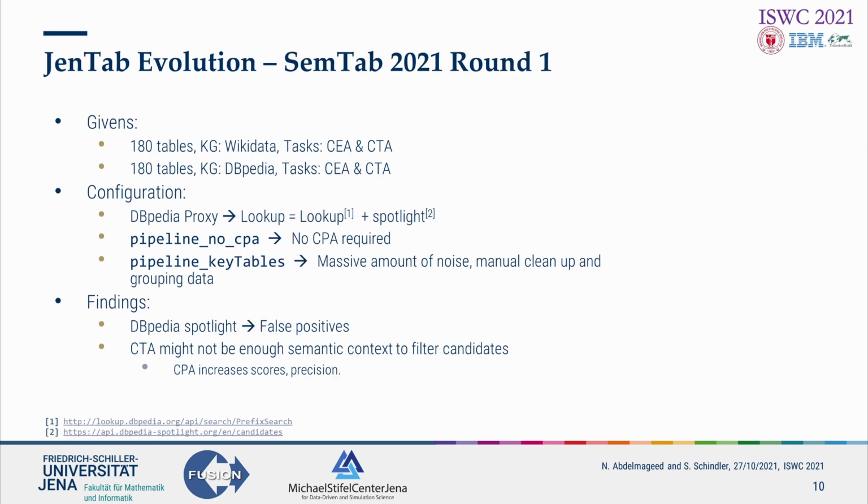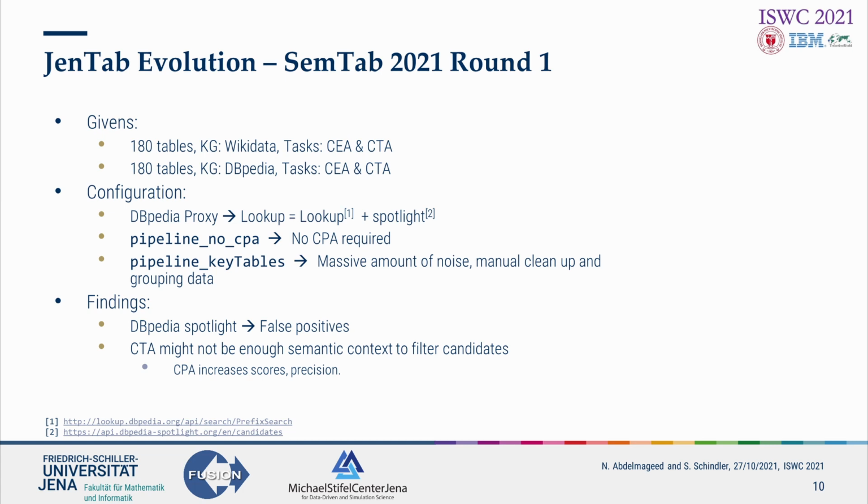In the following, I will discuss the evolution of JenTab during the 3 rounds of SemTab 2021. In the first round, the givens are 2 datasets with CEA and CTA tasks only. The target knowledge graphs are Wikidata and DBpedia.